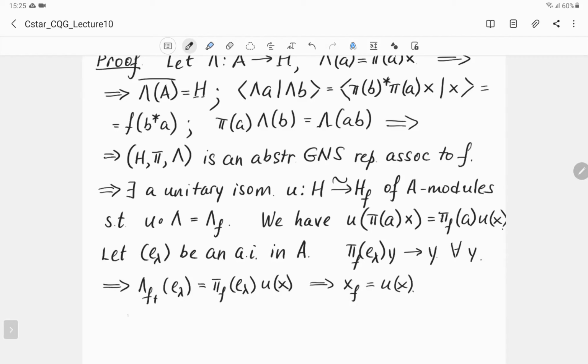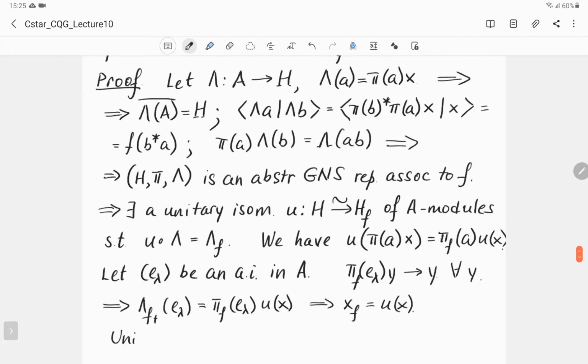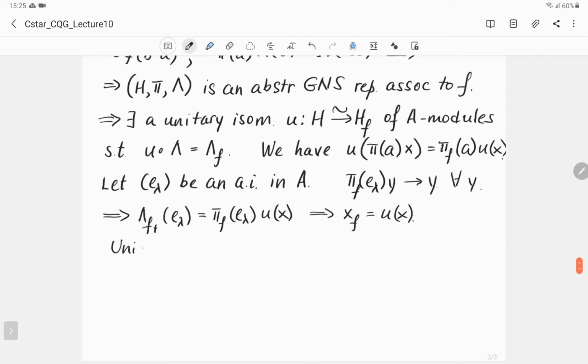Of course, the uniqueness is clear. The uniqueness of such an isomorphism U is clear because x is a cyclic vector. So this condition determines U uniquely. Okay, so this completes the proof. So we see that each cyclic representation is unitarily equivalent to a GNS representation.